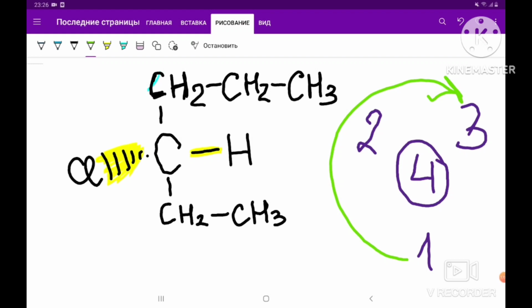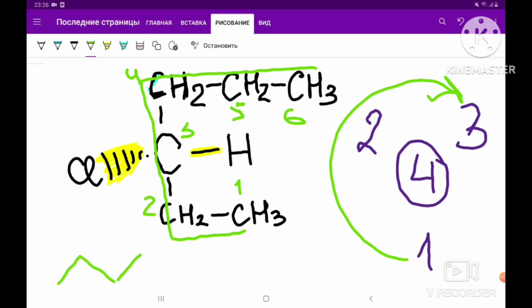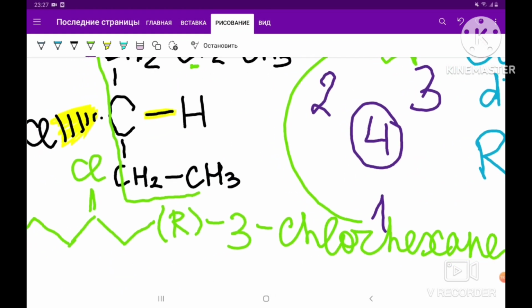We see that we have 1, 2, 3, 4, 5, and 6 carbon atoms. It means it will be hexane. On the third carbon we also have a chlorine radical, so let's draw it: 1, 2, 3, 4, 5, 6. On the third one we draw chlorine, so it will be 3-chlorohexane, and we said it was R rotation, so R-3-chlorohexane.